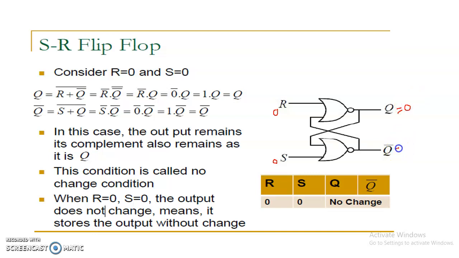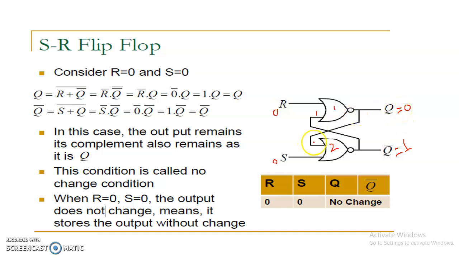Right, so Q bar will be equal to 1. Now this is gate number 1 and this is gate number 2. Right, now what will happen? I have to check the outputs of gate number 1 and gate number 2 and according to that I have to decide my final output. So here R is 0 and this Q bar is 1. So the inputs of gate number 1 are 0 and 1. And this is a NOR gate. If any one of the inputs is 1, my output will be 0. So that means Q was 0 and it remains 0.